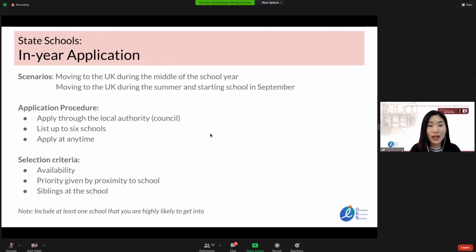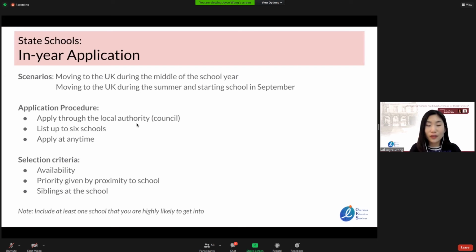So what is an in-year application? Here are some scenarios of why you might be making one. If you're moving to the UK during the middle of the school year, or if you're moving to the UK during the summer and your child is aiming to start school in the coming September, you don't fit into that Year 7 or Year 12 entry, so you'll just be applying in the middle of the year or during the beginning of a year.